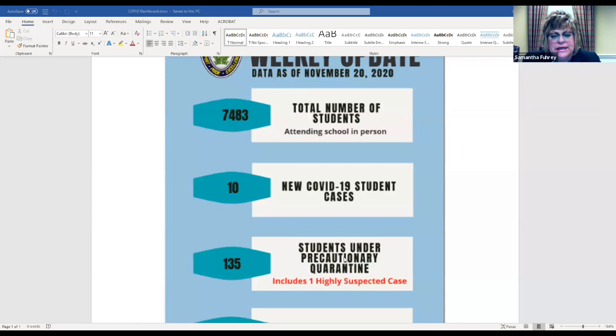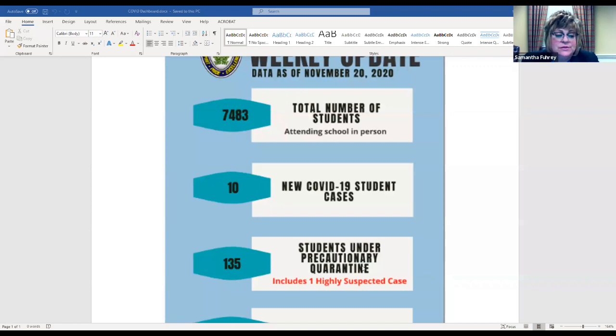A precautionary quarantine, which you'll see we've included in our report, students under precautionary quarantine, is used to keep someone who might have been exposed to COVID-19 away from others. Quarantine helps prevent the spread of disease that can occur before a person even knows they are sick or if they're infected with the virus and don't have any symptoms. So those folks are usually referred to as asymptomatic. They actually do have the virus, but they don't feel any symptoms.